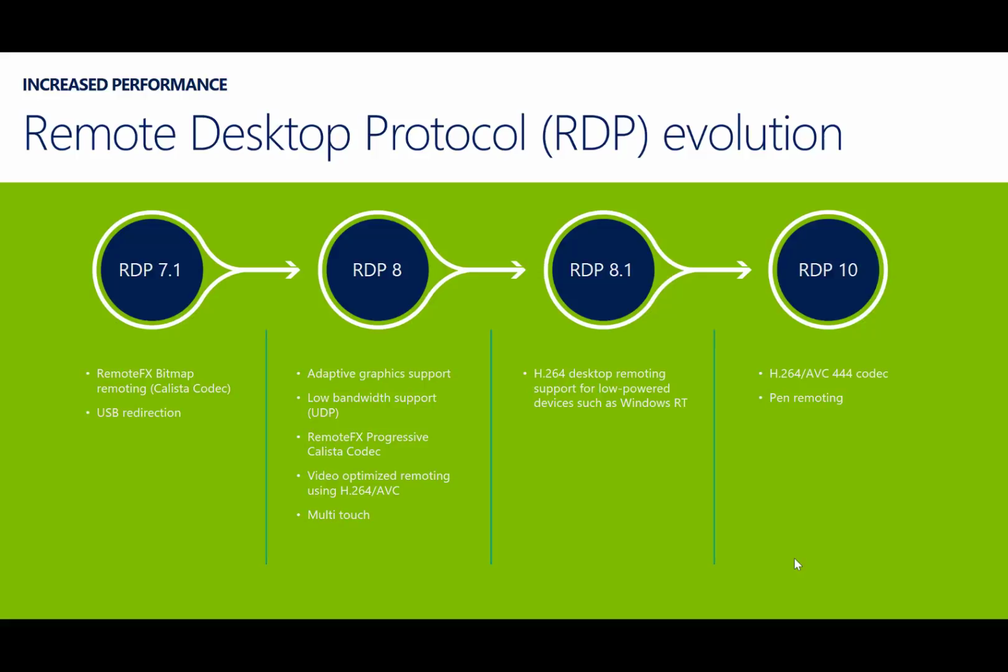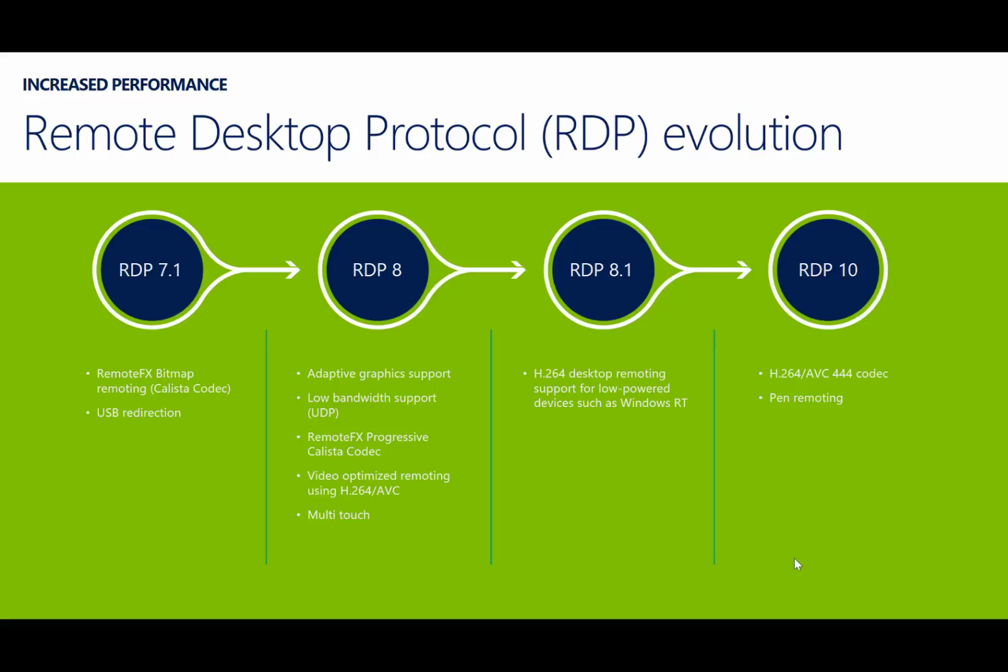If we take a look at the enhancement of the Remote Desktop Protocol, it's actually improved quite a bit version to version. So if we take a look here, with RDP 7.1 we had enhancements with RemoteFX, we had USB redirection. RDP 8 started having support for adaptive graphics, better support for low bandwidth, and the progressive RemoteFX Calista codec meant that things like streaming video, etc., with H.264 just kept getting better.